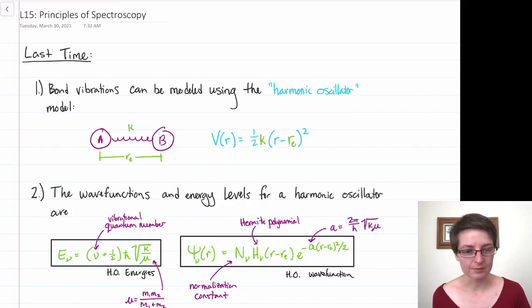Let me pick up with some of our takeaways from last lecture, where we talked about the harmonic oscillator model. The reason we brought this model up was because it's a good model for studying bond vibrations. If we have two atoms, then their bond can be modeled as a spring. In this case, the potential energy that holds these two atoms together can be modeled as a quadratic potential.